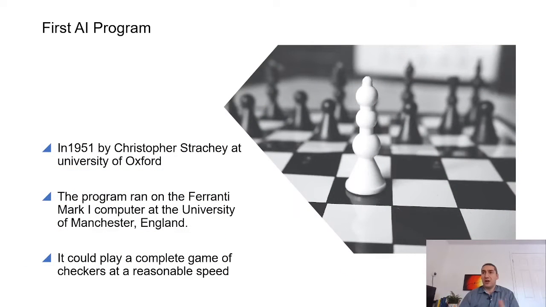Before I deep dive into the agenda, I want to just let you know that AI is not new. It didn't start yesterday, actually. The first recorded AI program is as early as 1951 by Christopher Strachey, who was the director of the programming research group of the University of Oxford. So Strachey's checkers program ran on a Ferranti Mark I computer at the University of Manchester, England at that time.